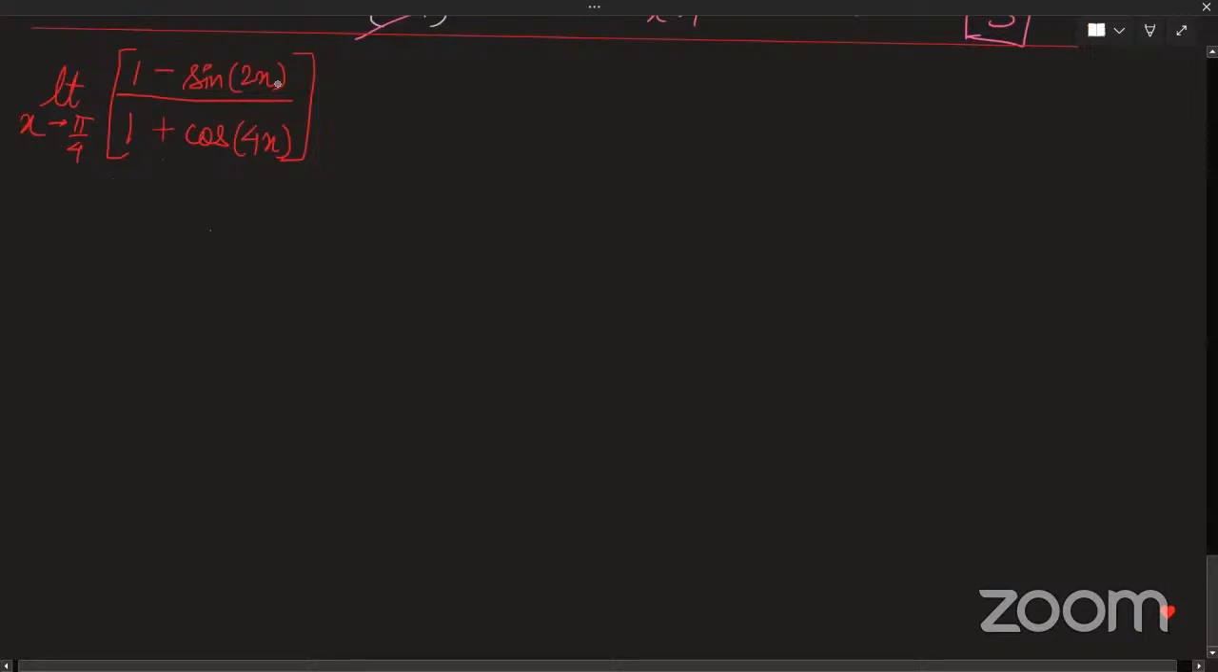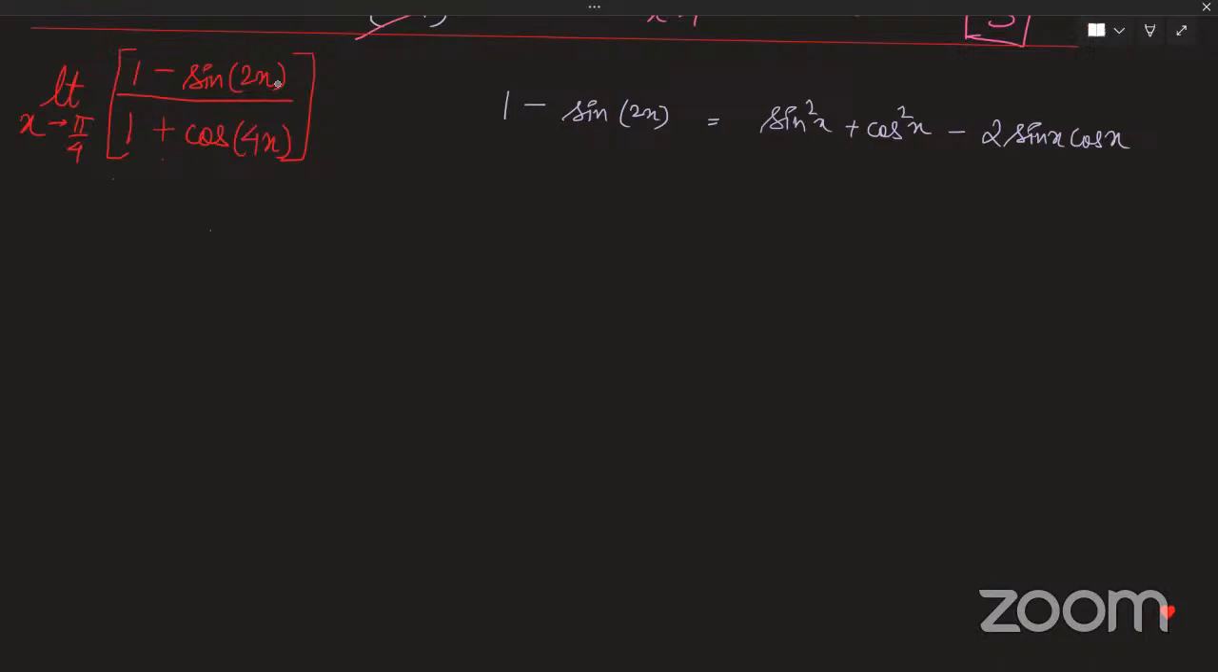So can you think how we should factorize 1 minus sine of 2x? Obviously it is really simple. 1 can be written as sine square x plus cos square x. And then sine of 2x can be written as 2 sine x into cos x. Fine? Everyone, do you agree to this? Yes, sir.